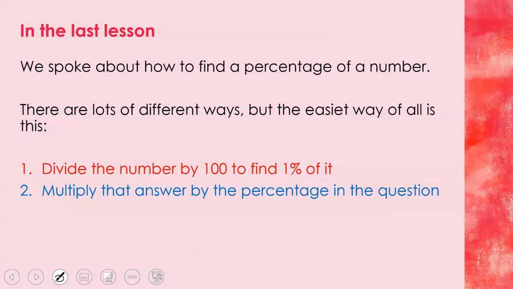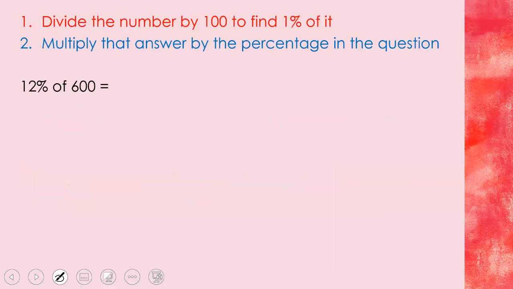Step 1, divide the number in the question by 100 to find 1% of that number. Step 2, multiply that answer by the percentage in the question. Let's apply this to a few questions. I have 12% of 600 is equal to what? Let me put it through the step-by-step guide.